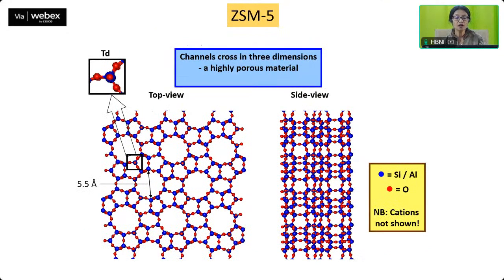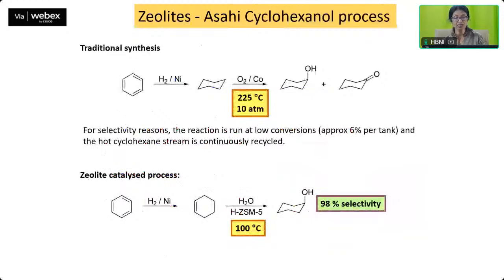Okay, so if you look into ZSM5, it has channels that cross in three dimensions, so it is a very highly porous material. And this is how it generally looks. The top view and the side view look somewhat like this.